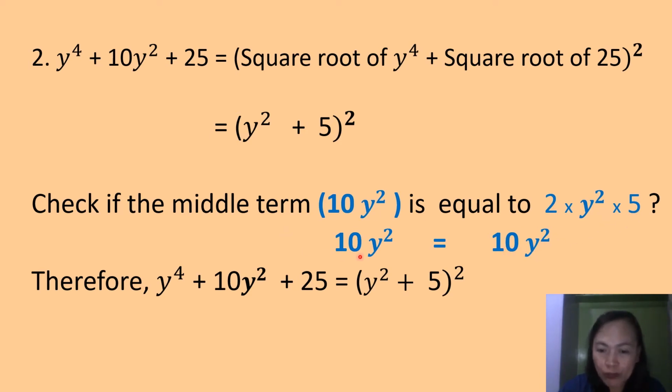So, they're equal. Therefore, y to the fourth plus 10y squared plus 25 is equal to the quantity y squared plus 5 squared. There you are. We are done with 2 examples. Any questions?